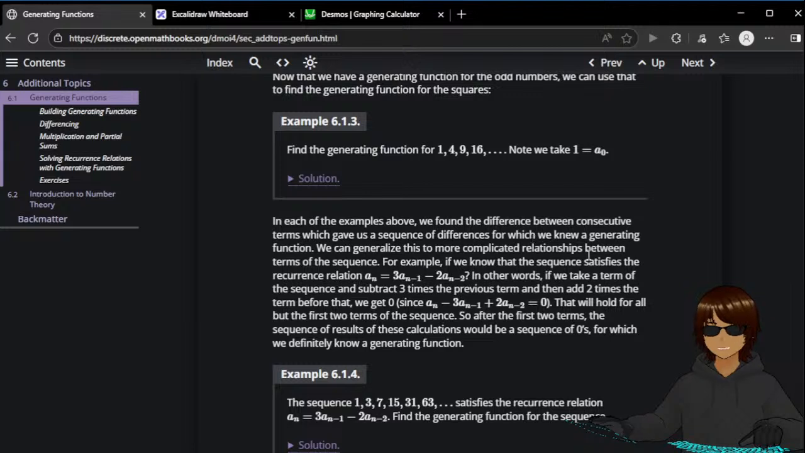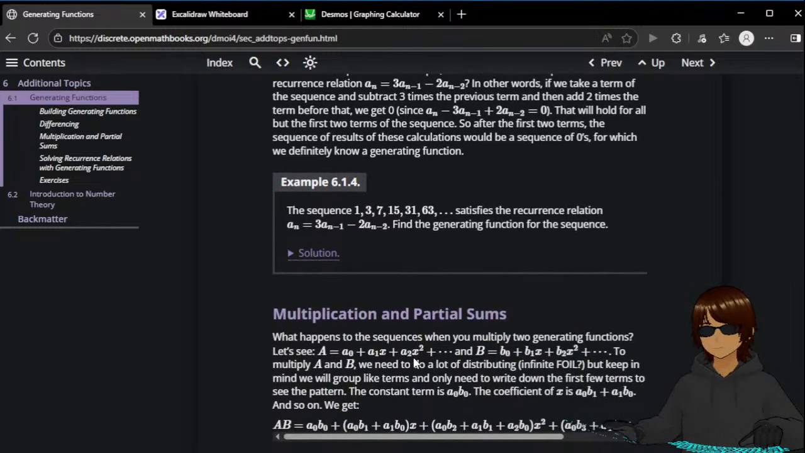For example, if we know that the sequence satisfies the recurrence relation a_n - 3a_{n-1} + 2a_{n-2} = 0, in other words, we take a term of the sequence, subtract 3 times the previous term, and then add 2 times the term before that, we get 0. That will hold for all but the first 2 terms of the sequence. So after the first 2 terms, the sequence of results of these calculations would be a sequence of zeros, for which we definitely know a generating function.